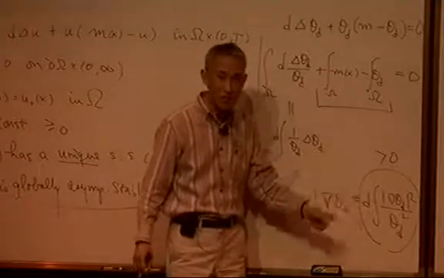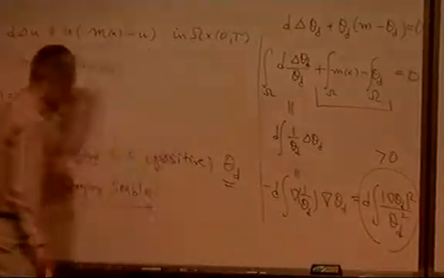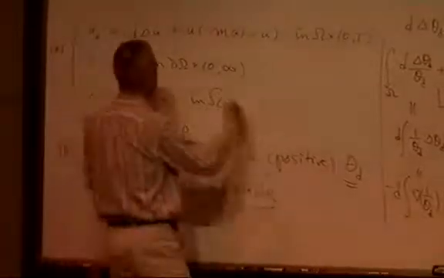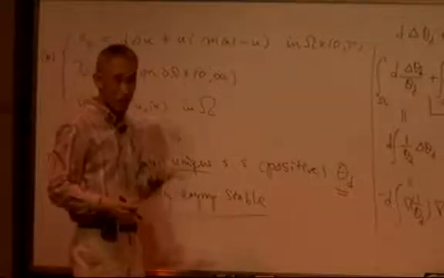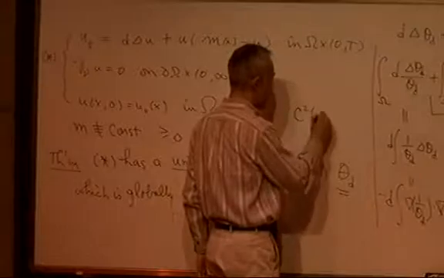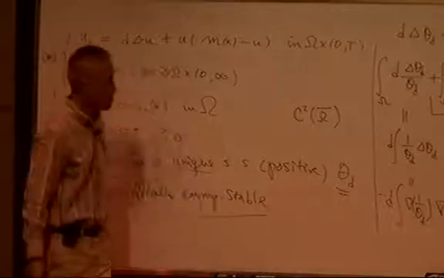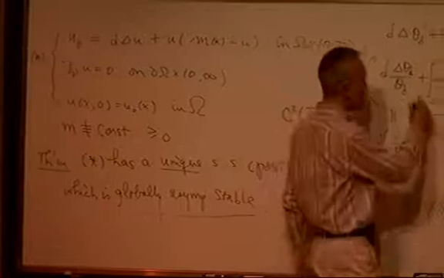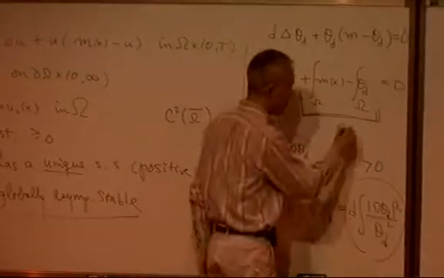If this is strictly positive, so it means the theta d is bounded? When I say this is a unique positive steady state, it means the theta d here satisfies this equation and the boundary condition. It's a classical solution. So theta d is at least C2 in omega bar, the closure. So this is positive. So that means these two terms add up negative.